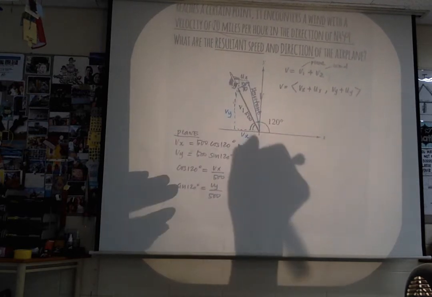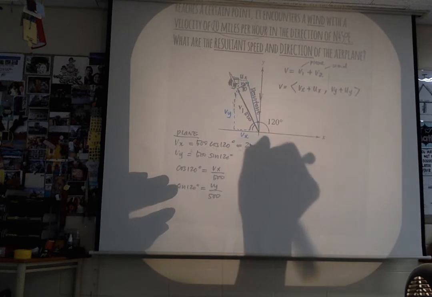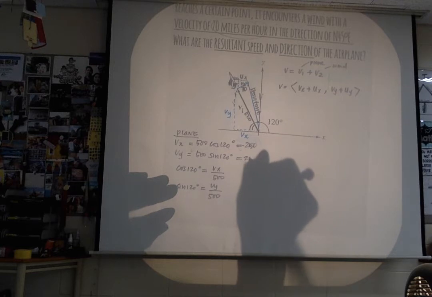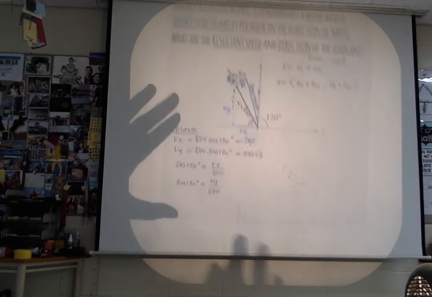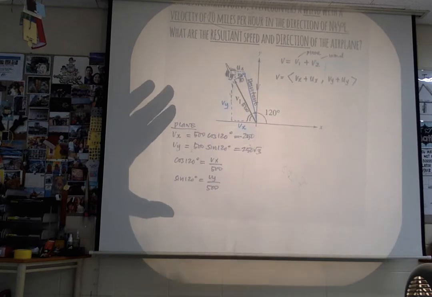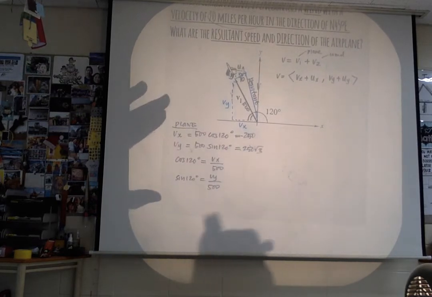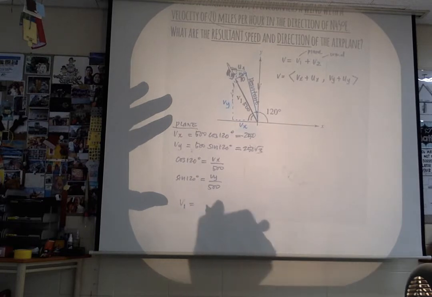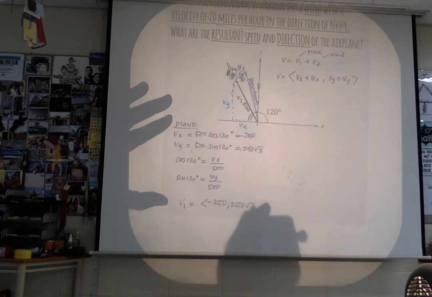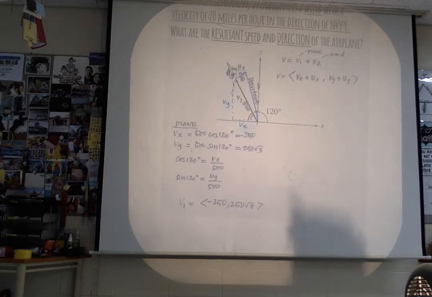So you guys, this guy actually equals negative 250, okay? This guy is actually 250 root 3, and that's because cosine and sine of 120, you guys already know that, okay? Those are special right angles, right? So now, after we put this into vector form, it's going to become, so that means the plane's V1 vector is going to be negative 250 and 250 root 3. Those are our vector for the plane.